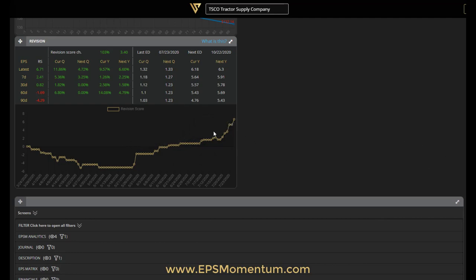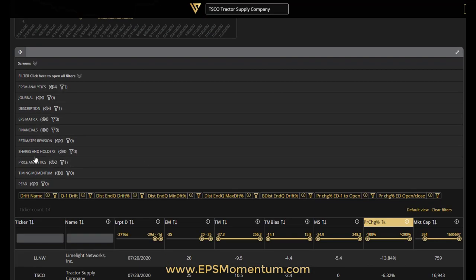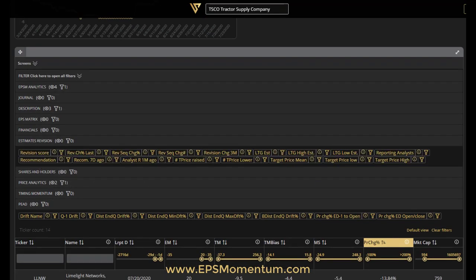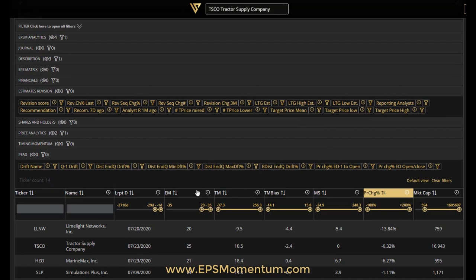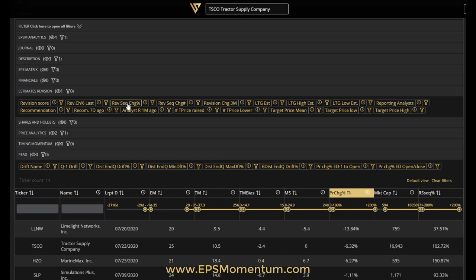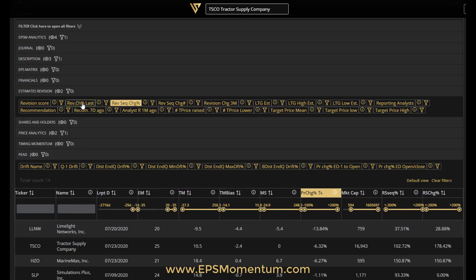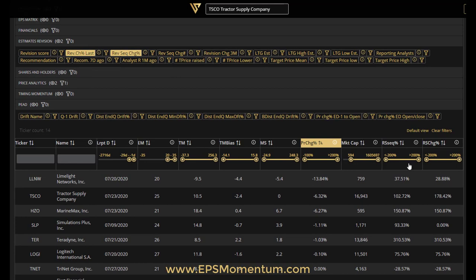So how do we filter for these fields? This is maybe one of the most important fields in all the screeners and on the entire site, these two fields. So revision, this is sequential change percent, the revision since the beginning of the earnings season, and this is the revision in the last 7 days. Right, so this is very important to add as a criteria there.